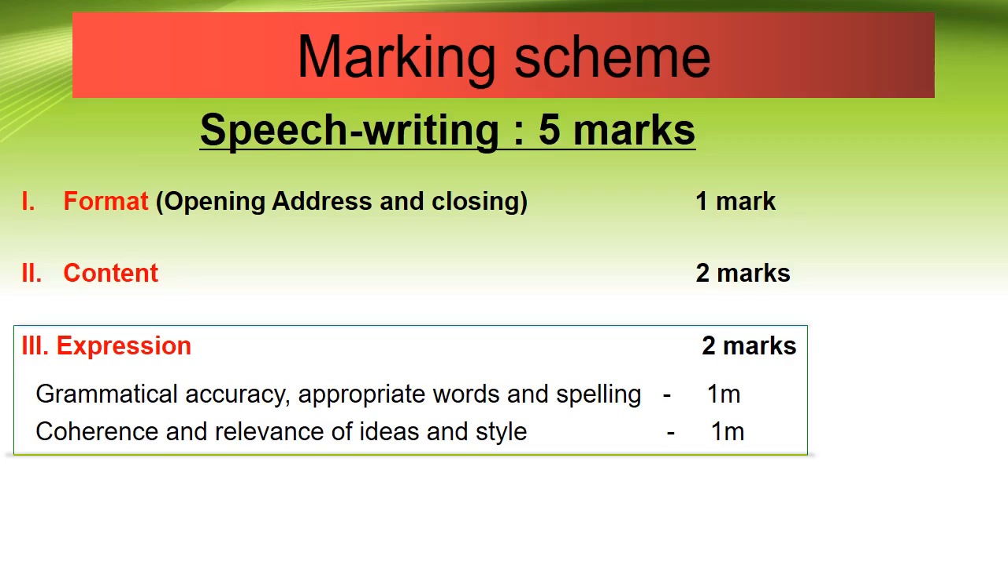In expression, 1 mark is given for grammatical accuracy, use of appropriate words and correct spellings. And 1 mark is for coherence and relevance of ideas and styles. Whatever you have written, is it relevant to the question? And have you written everything in proper coherence, in proper order? For this, you are going to get 1 mark.